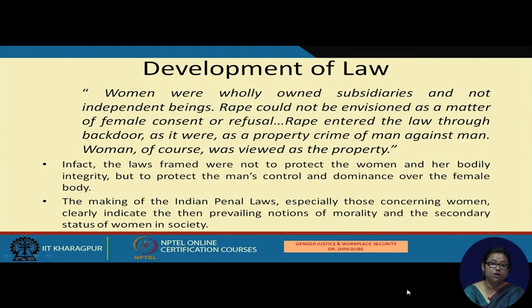So, therefore, women were wholly owned subsidiaries of men. They were nothing better than property owned by men, and it was important that other men should be precluded from interfering with the property of that man. So, this was the initial idea which went into the making of these particular offences.